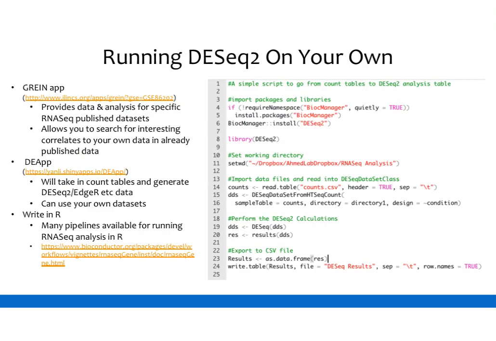So let's say that you did want to run DESeq2 on your own. Let's say that you were able to get this FASTQ file and you were able to get the counts table, and now you just want to analyze it. So there are a few ways to do this.